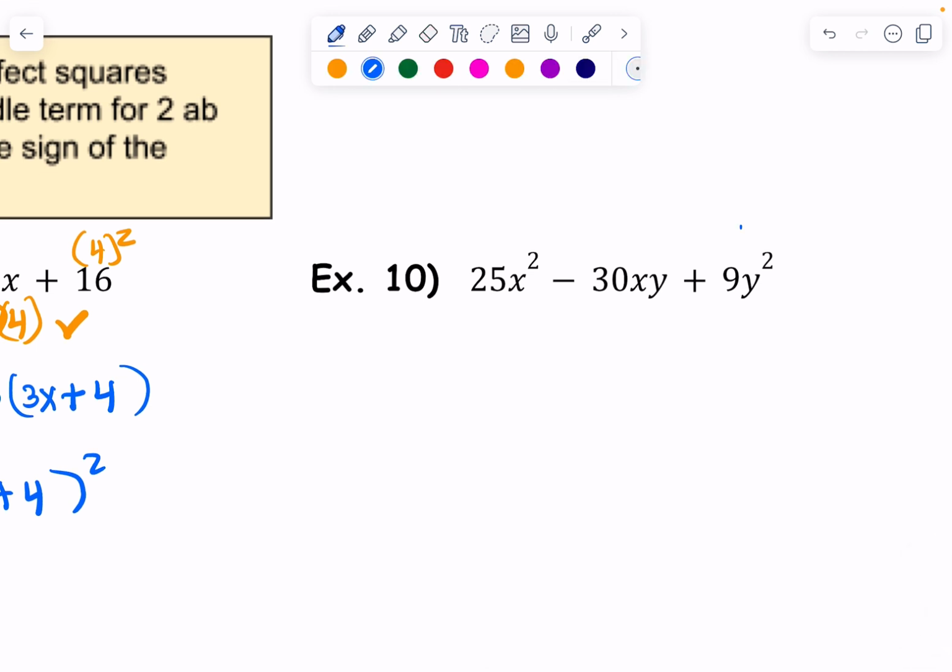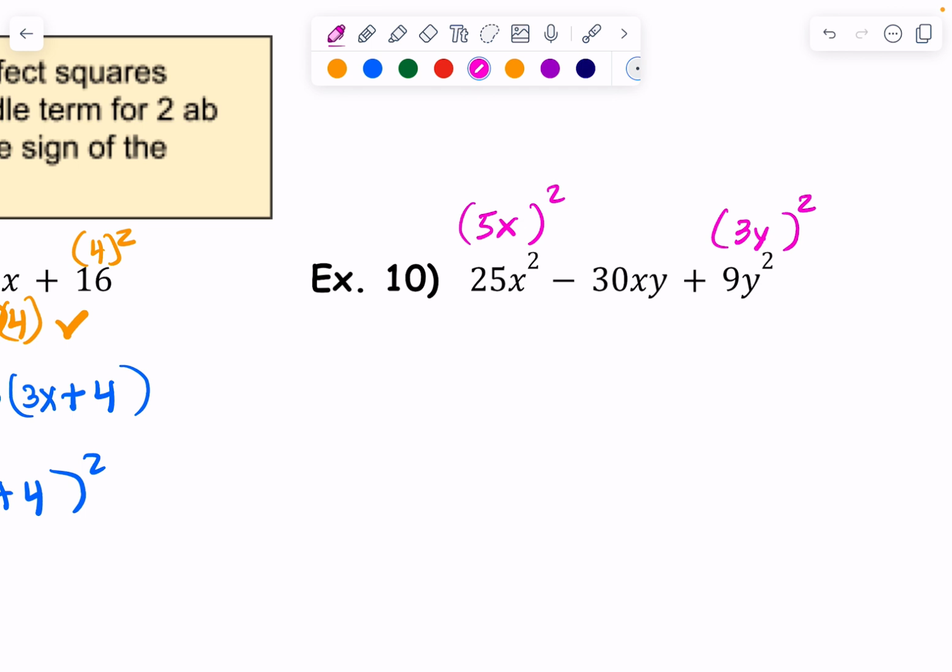The smallest number here is 9, and 9 is made with 9, 3, or 3. So since 25 is not made with any of those, there's no common factor. We always have to check for that, though. Okay, so is the first one a perfect square? And it is, it's 5x. Is the last one a perfect square? And it is, it's 3y.